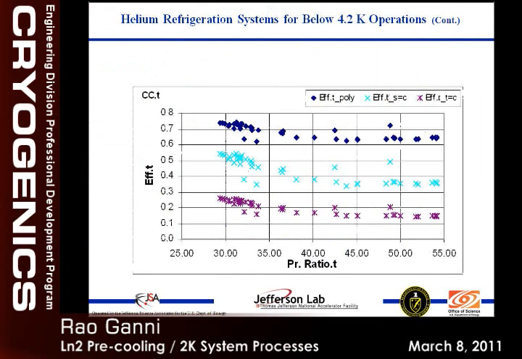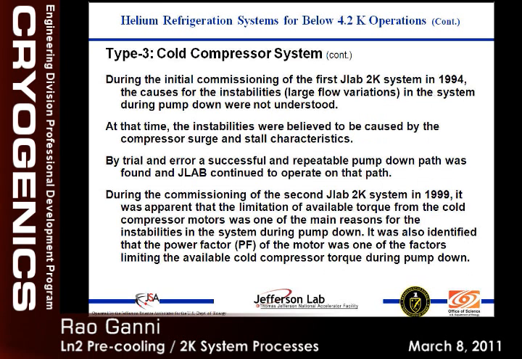As we increase the pressure ratio, we are around 35 presently, and it varies between 30 and 35 depending upon pressure ratios. The efficiency of this train remains pretty constant, but the capacity comes down substantially as the pressure goes down. So during the initial commissioning, like I said, it took us many, many years to get there.